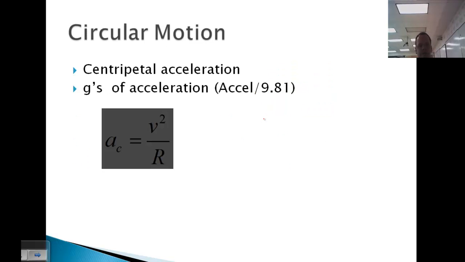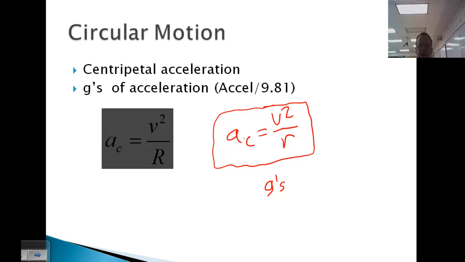Now the equations for circular motion. The first equation: centripetal acceleration equals v squared over r. This is a little hard to see here, sorry. We commonly refer to something as g's. G's are the number of times greater than the acceleration of gravity. So if you take the acceleration and divide by 9.81, that would be the number of g's. If you hear someone saying they're at 4 g's, they're 4 times larger than the acceleration due to gravity. Centripetal acceleration is found by doing the velocity of the object squared divided by the radius.